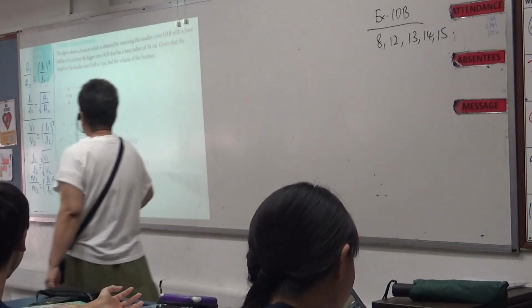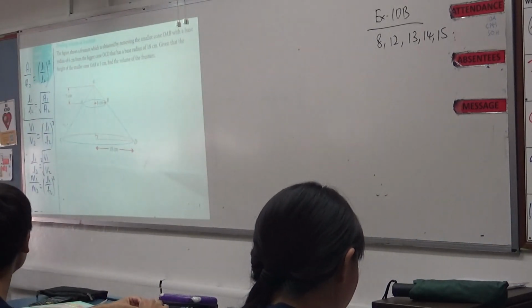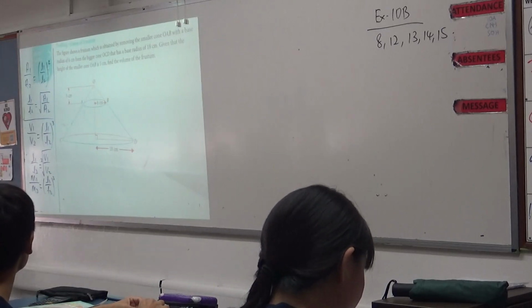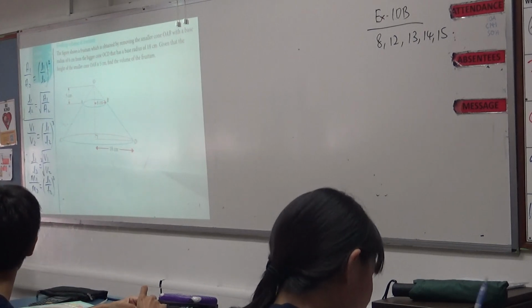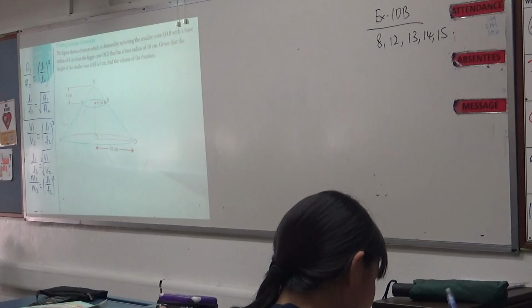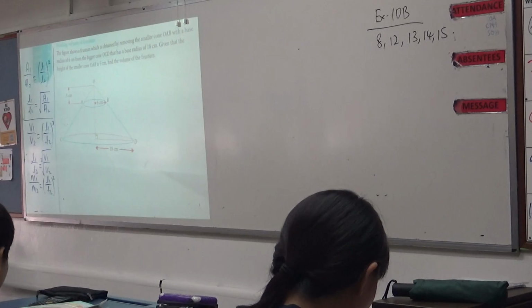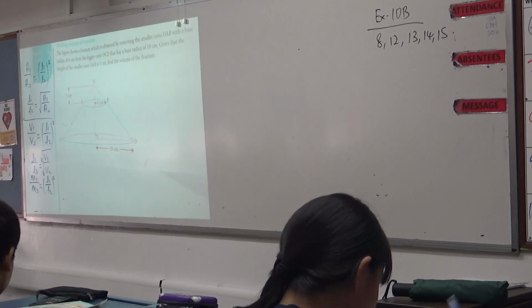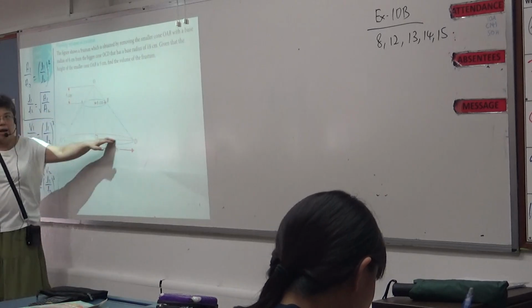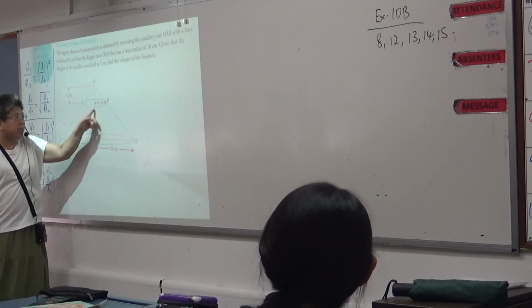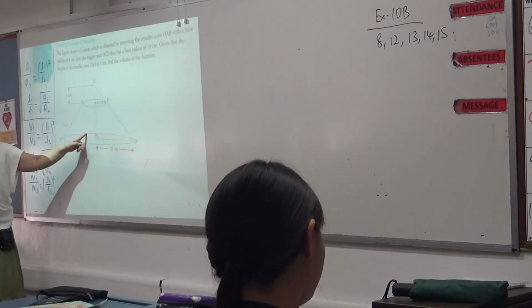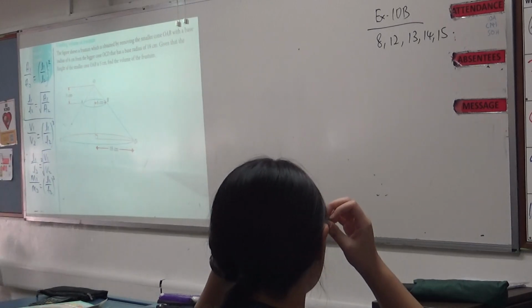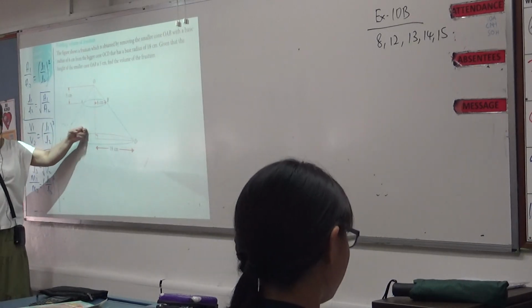Now, the figure shows a cluster which is obtained by removing the smaller cone OAB with a base radius of 6 cm from the bigger cone OCD that has a base radius of 18 cm. Given the height of the smaller cone is 5 cm, find the volume of the cluster. That means the whole thing, right? You remove this part, only left this part, right? Alright, so this part is not a cluster. Understand what I'm talking about? Okay, now they want to find the volume of this one.